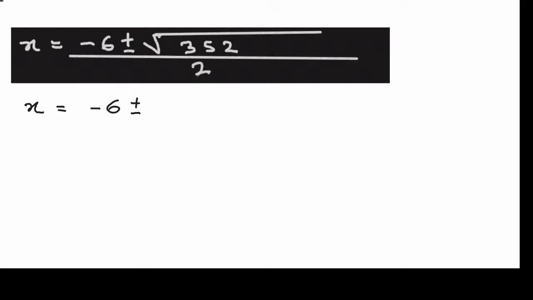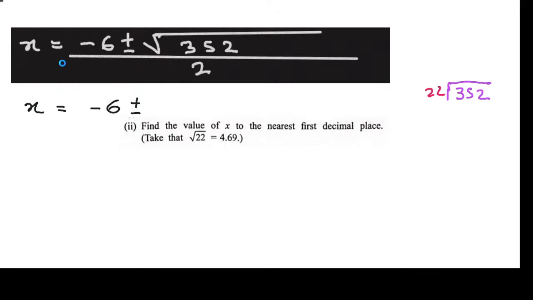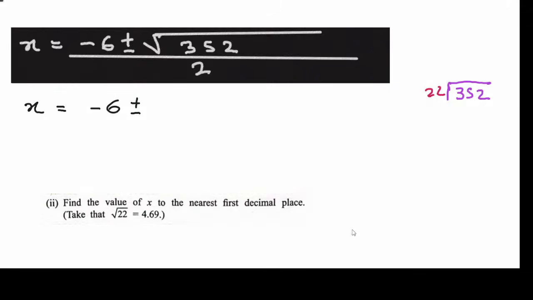Since they have given square root of 22, shall we check whether 352 comes in the 22 times table? Let's divide 352 by 22. Now, why am I going for 22? Why, out of nowhere, am I picking 22? Because they have given us the square root of 22. So I feel like we can break the entire square root 352 using 22. So let's see how many 22s are there in 352.